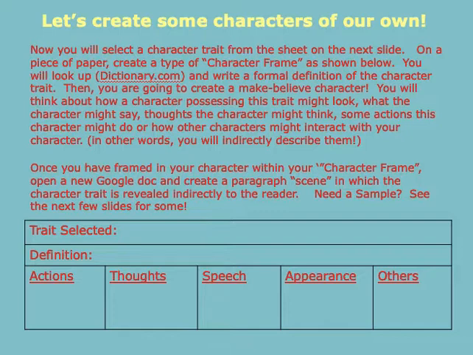Once you have framed in your character within your character frame, like below, open a new Google Doc and create a paragraph scene in which the character trait is revealed indirectly to the reader. Need a sample? See the next few slides for some. So, like I told you, on a piece of paper, I want you to recreate something that looks like this just to help you organize your thinking.